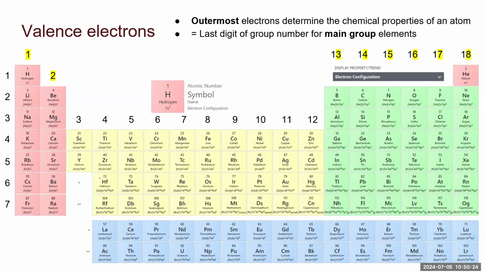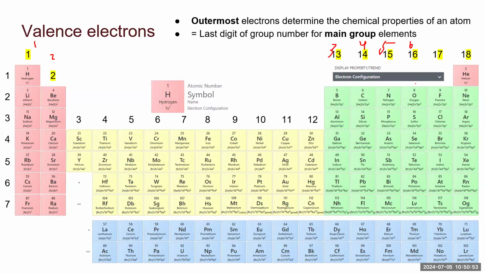These numbers will be on here, they won't be highlighted, but you can look at that and say, okay, well, oxygen is in group number 6. So it has 6 valence electrons. So the way that I always kind of visualize this is I don't count up 13, 14, 15. I say 1, 2, 3, 4, 5, 6, and so on.